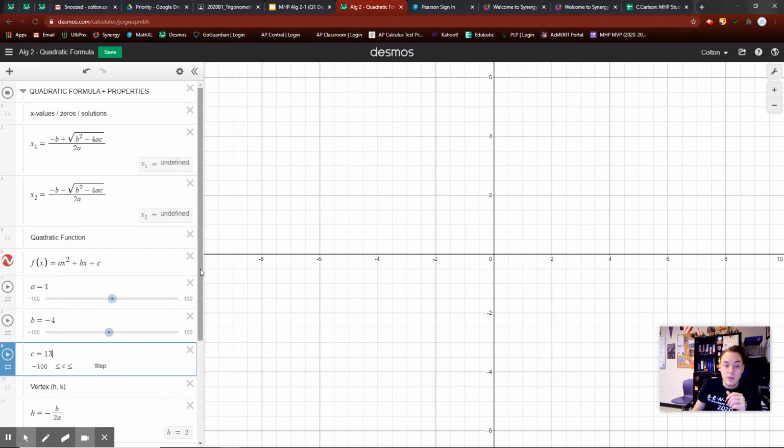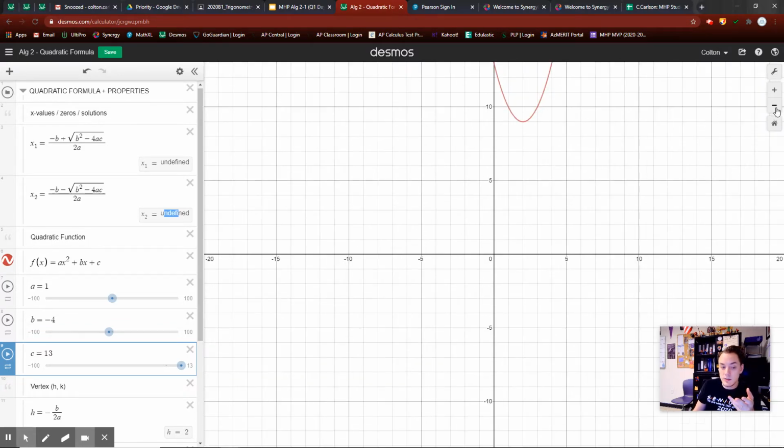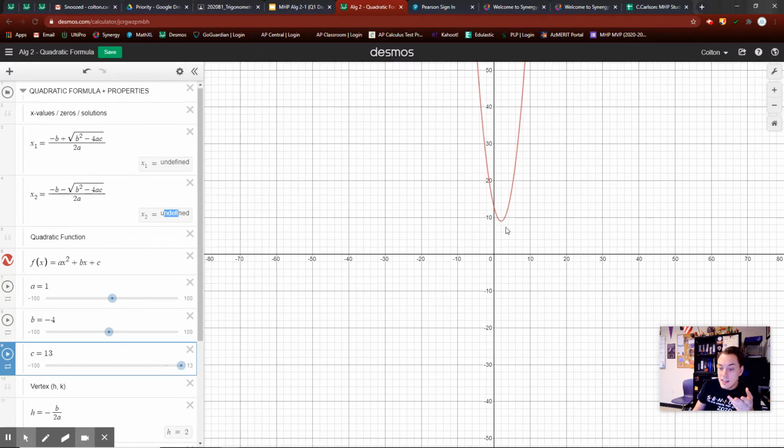Okay, so notice how right here, it's already undefined. The reason why it's undefined is because there's going to be negatives in the radical. If I zoom out, I see that I still have a graph, yes, but does it cross the x-axis? No, it does not cross the x-axis, and that's the point. It shouldn't be crossing the x-axis.